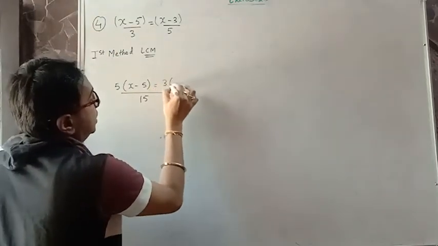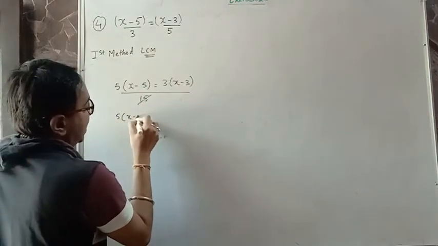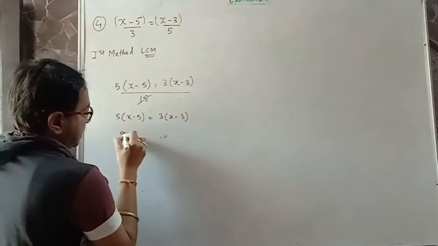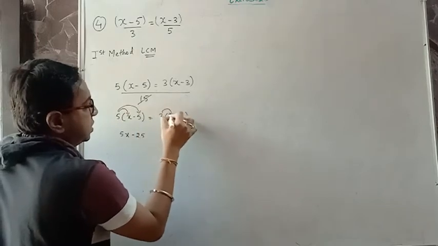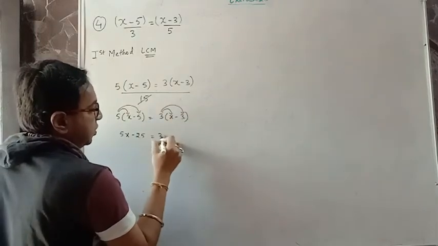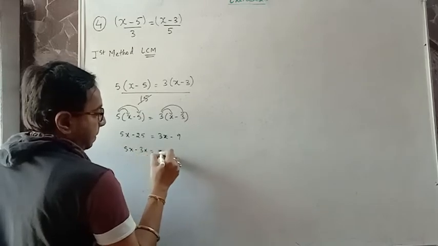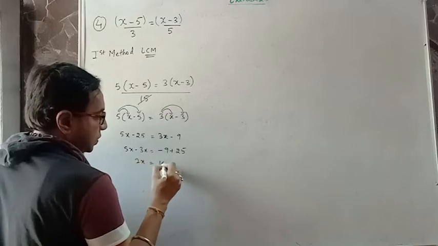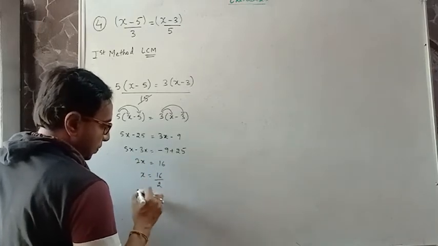Next, similarly 3, x minus 3, discard the LCM. 5(x minus 5), 3(x minus 3). So distributive property, apply this into this, this into this, this into this, this into this. 5x minus 25 equals 3x minus 9. 5x minus 3x is equal to minus 9 plus 25. 2x is equal to 16. x is equal to 16 upon 2. x is equal to 8.